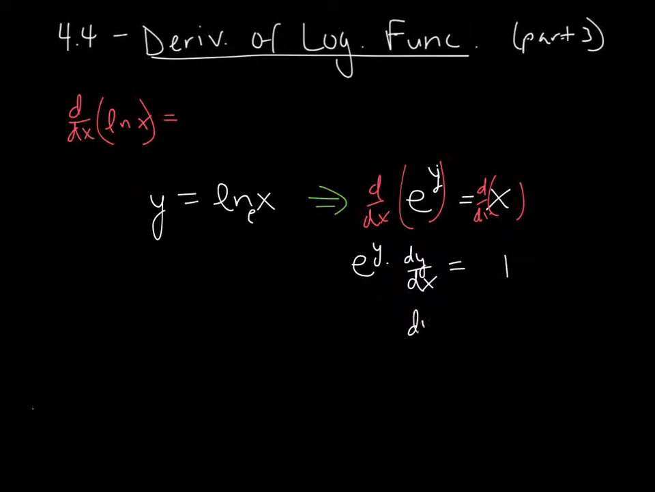Let's solve for dy dx. This is going back to section 4.2, my implicit differentiation, and all I need to do is divide by e to the y on both sides. And I get 1 over e to the y.